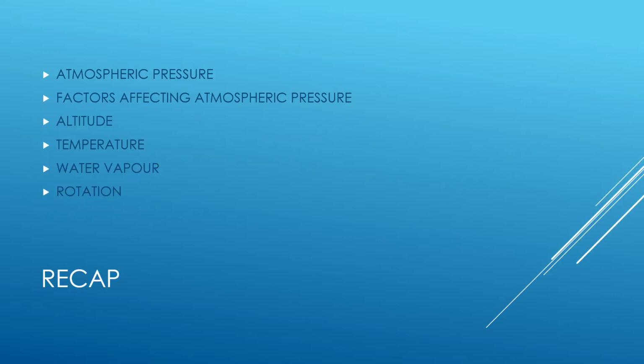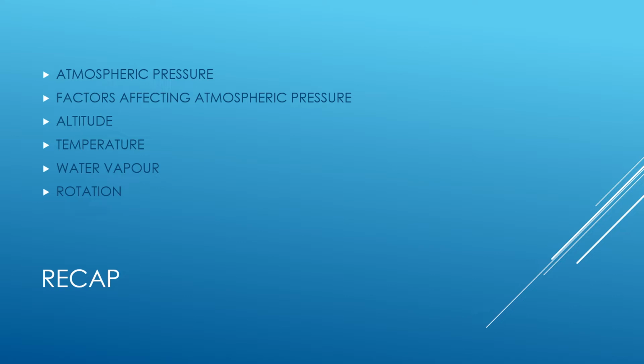So children, before we start with the class today, a brief recap of what we had studied. We had studied about the meaning of atmospheric pressure. In very simple terms, atmospheric pressure is the pressure which is exerted by a column of air.